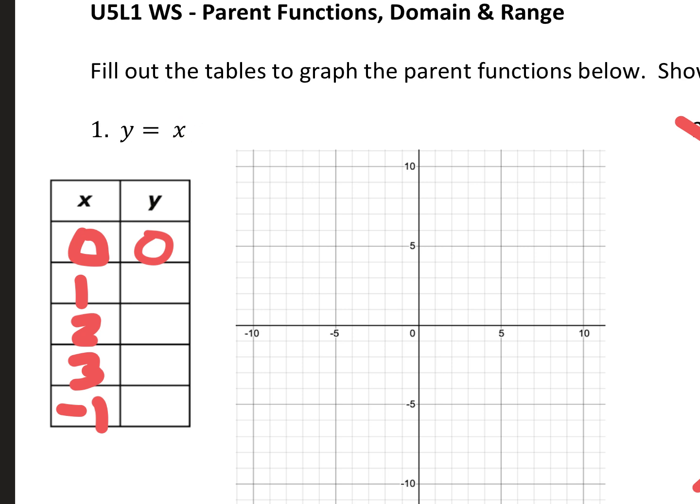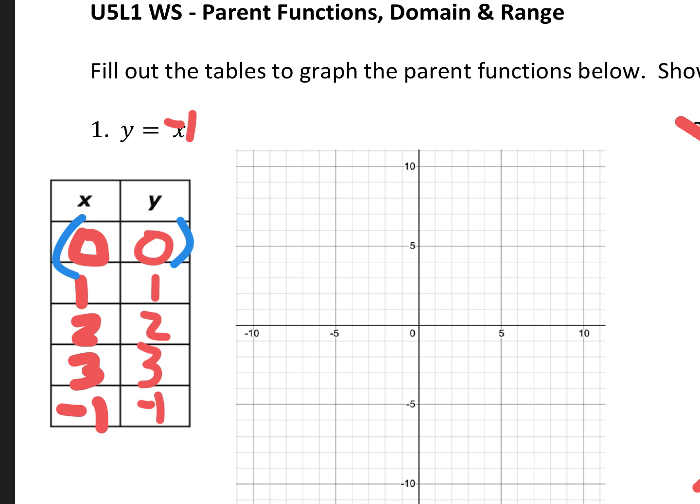So if I put in X is 1, Y equals 1. Oh, look at that. It's just copying the number over. So if I put in a 3, I'll get a 3. If I put in a -1, I'm going to get a -1. And that tells me what this looks like, because that is 5 points on the graph.